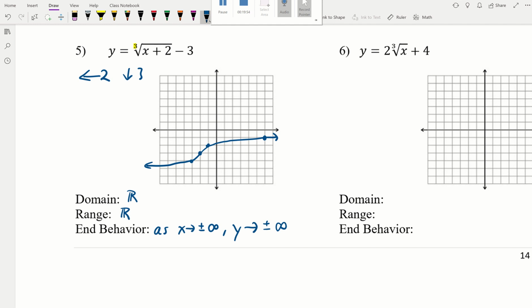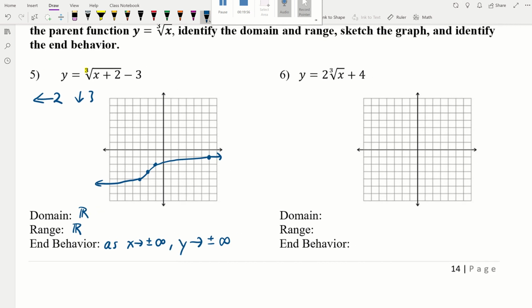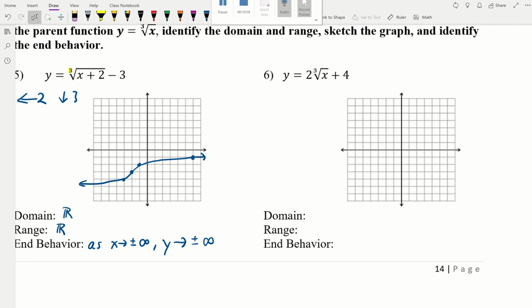All right, for number 6, again, if you guys are not pausing the video and trying this on your own, I would definitely recommend that you do that. So if we're taking a look at number 6, this time we have a 2 in front. That's going to cause a stretch. So we have a stretch by 2, and this plus 4 is going to move the graph up 4. So to graph this, starting from 0, 0, we're going to move up 4, put a point. There's, again, no reflection, so we're going to go right and up. Normally it's right 1, up 1. The stretch tells us to go right 1, up 2.